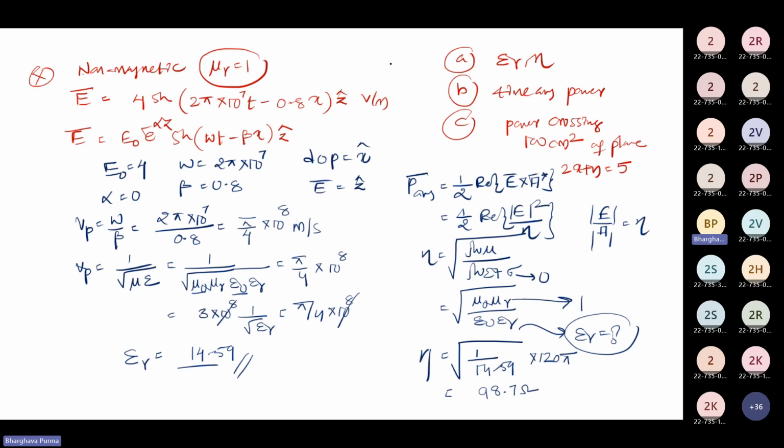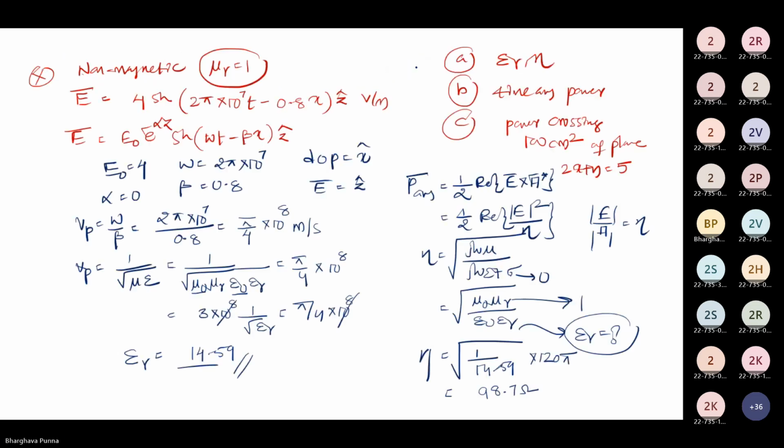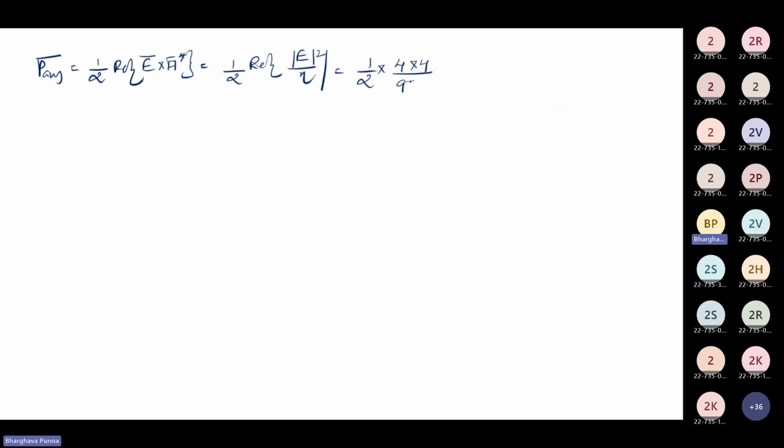So the average power density is equal to 1 by 2 real part of E bar cross H bar. We change it now because they have given E bar here. So real part of H is equal to, we can write E by eta, so E square by eta. That is equal to 1 by 2. What is E? They have given the E peak value as 4. So 4 into 4 by the eta value we get, 98.7.